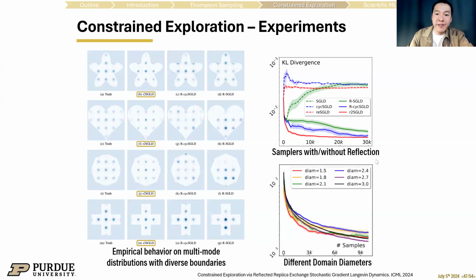We further test whether the domain diameter really affects the convergence rate. So you will find from this figure that it is true: a smaller domain diameter makes the convergence rate faster to some extent.